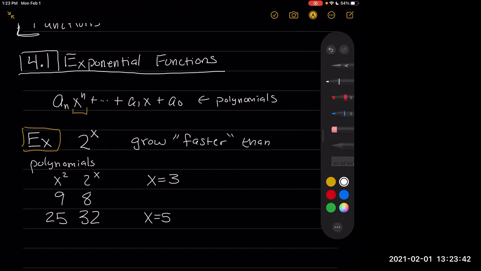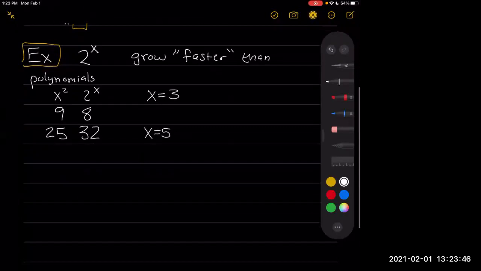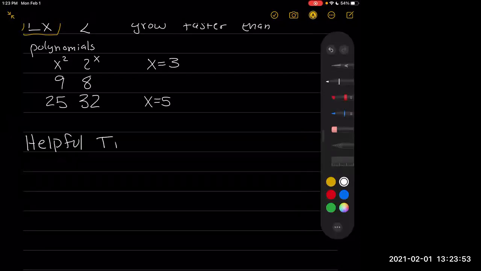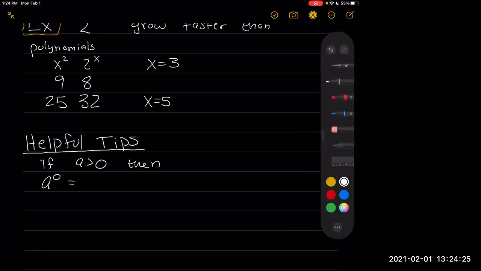Okay, so first I want to give some helpful tips in understanding how exponentials work. So first, if a is a real number, we're actually going to look at a positive real number. So I'm just going to say if a is greater than 0, and also a real number, because with complex numbers, we don't have a sense of greater than or less than. So a raised to the 0 power will equal 1 for any a. And then a to the first power will just equal itself, a.